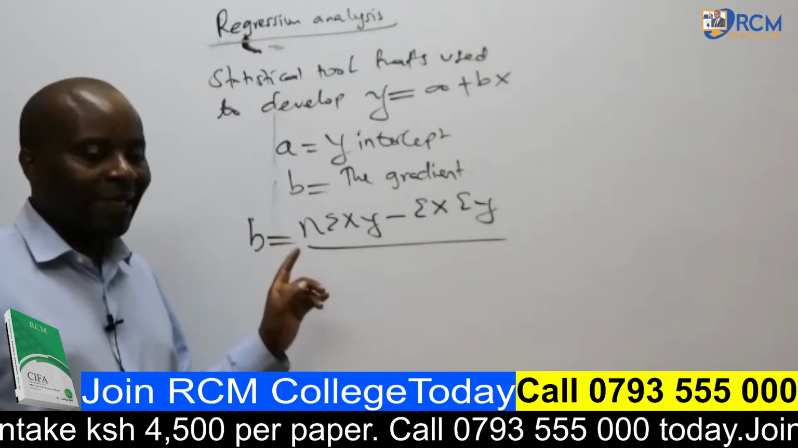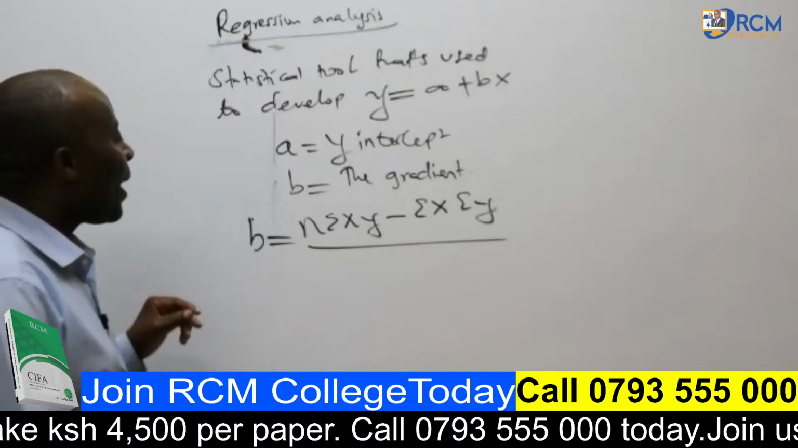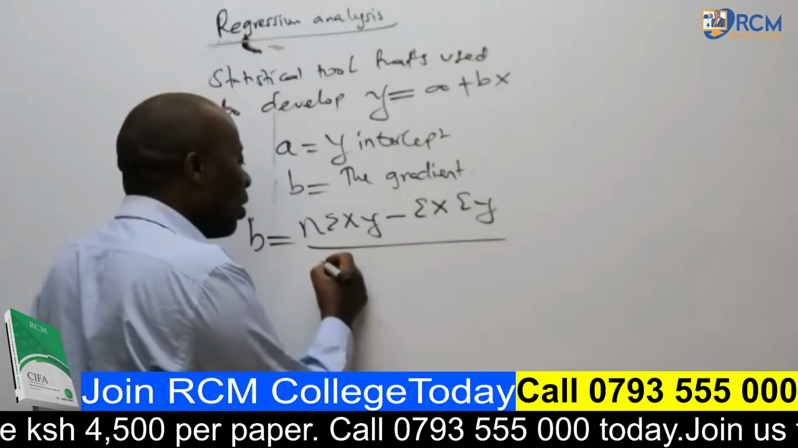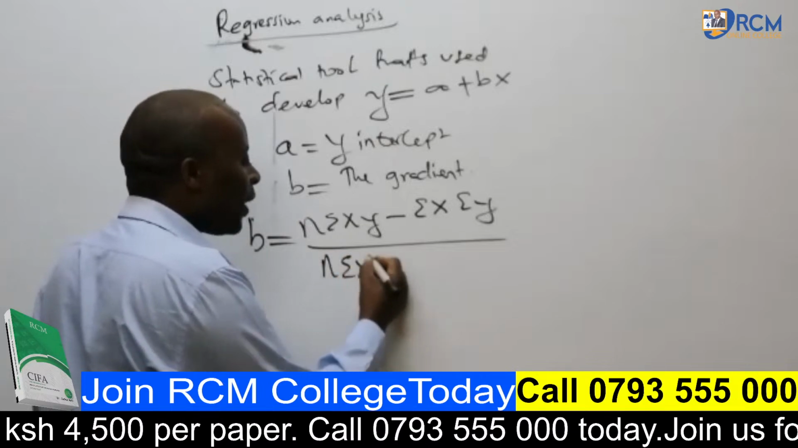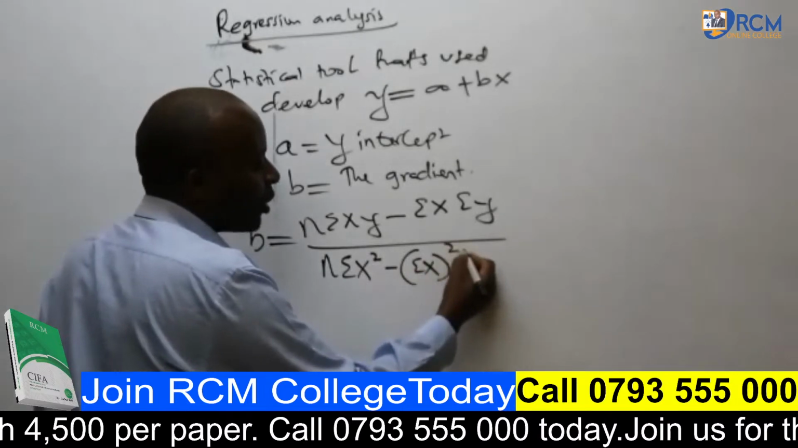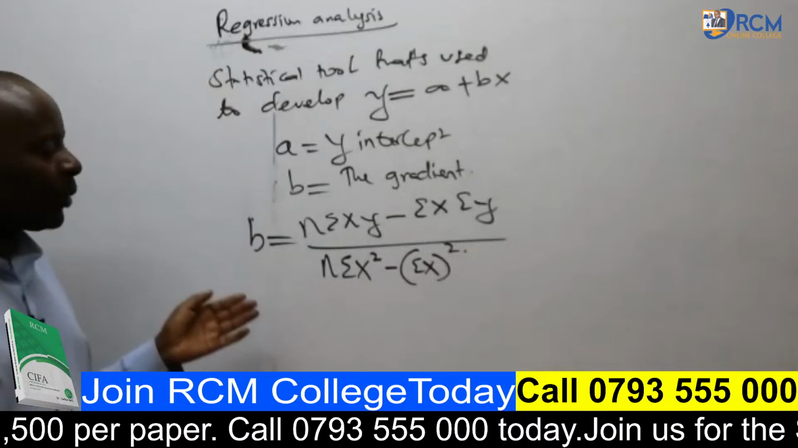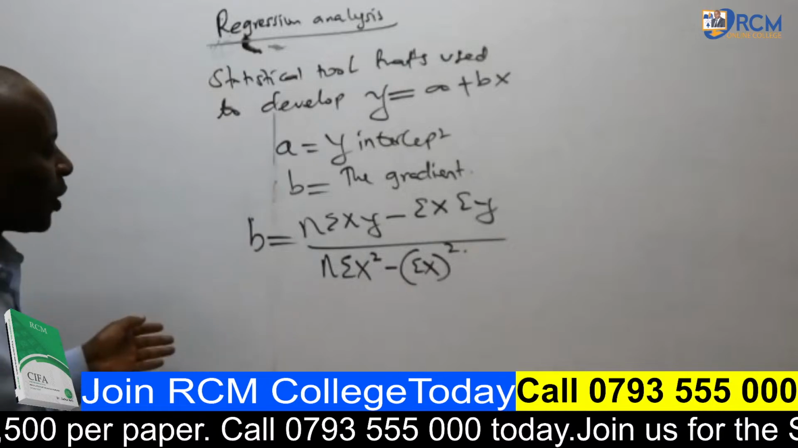How about, in this case here, the denominator? You can see what Amaya is saying. Amaya says that to get the denominator here, we shall be taking N summations of X squared minus, in brackets, summation of X, all squared. So this is very important for us.